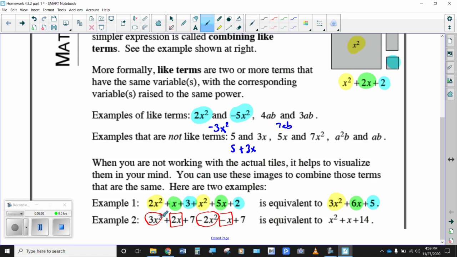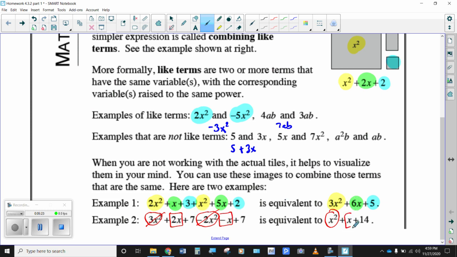So what do we have? 3x squareds and a negative 2x squared. So what is 3 minus 2? That is 1x squared right there. So I'm going to cross these guys out because I've already combined them. And my 2x's and a negative 1, so 2 minus 1 is 1.